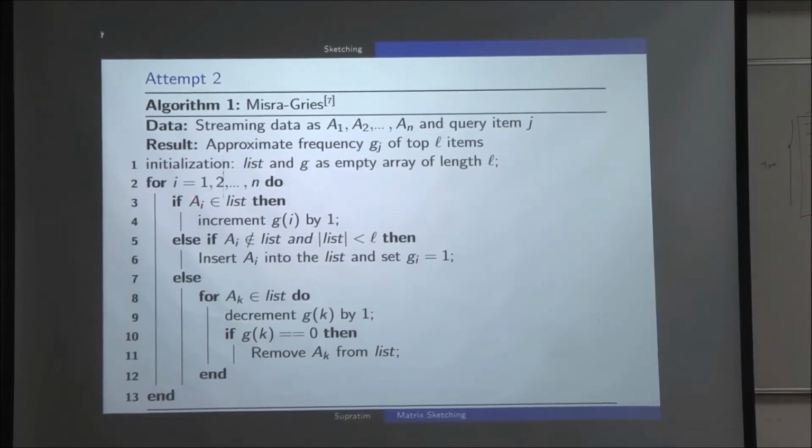Whenever we see a new item ai, if the item is present in the list, we will increment its particular counter by 1. If the item is not present in the list and the list has fewer than L items, we are going to add the item to the list and set its counter to 1. The final condition would be that the item is not present and the list is full.